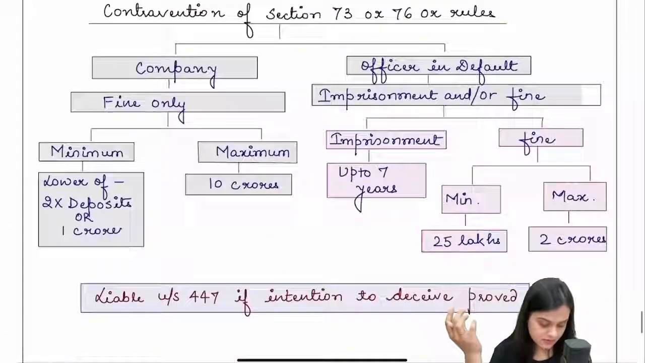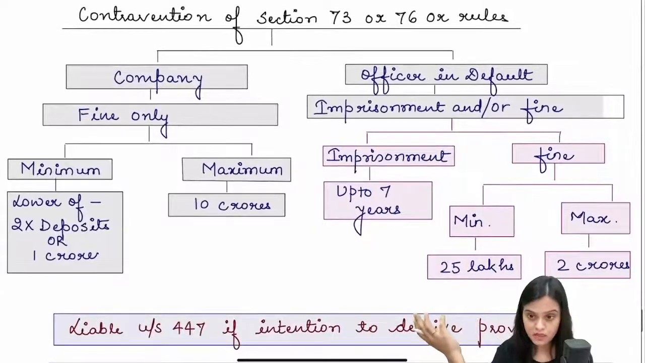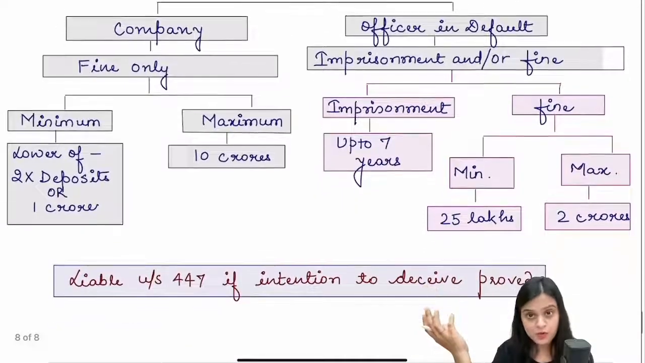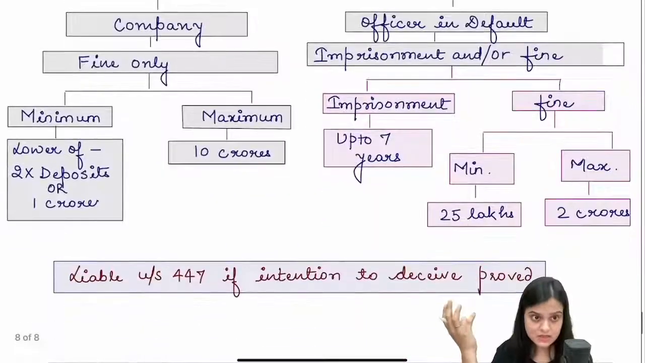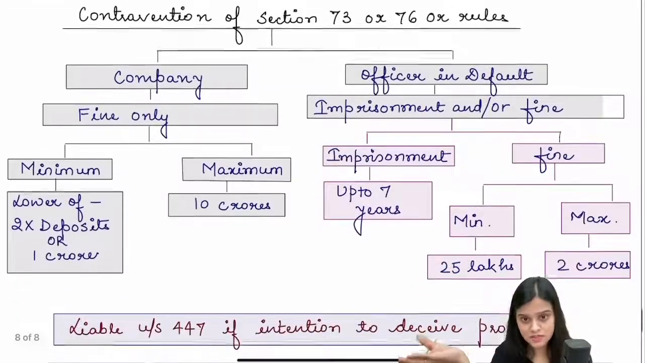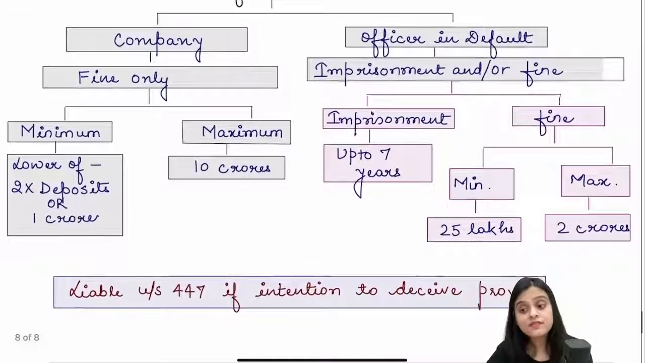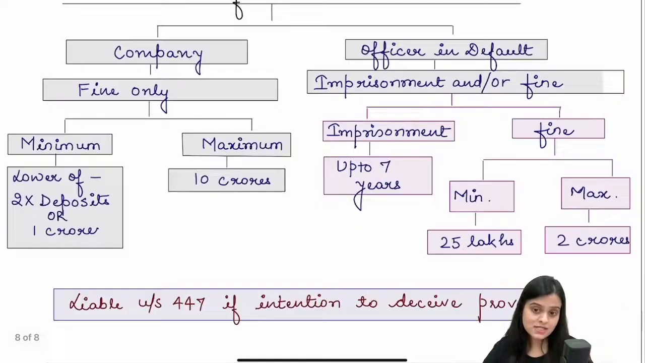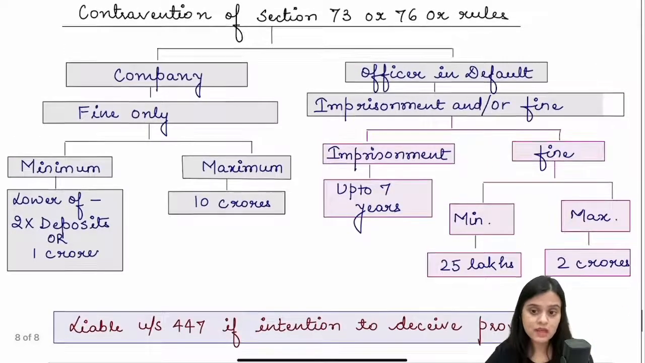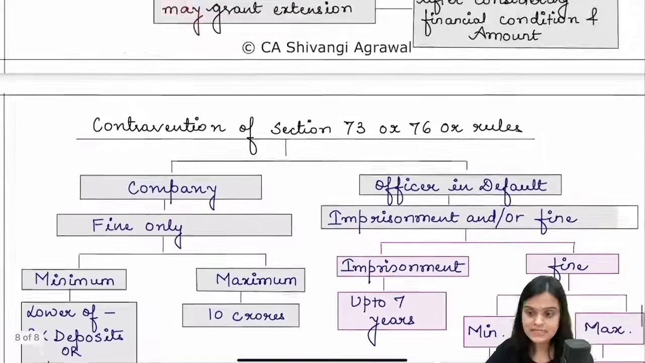Okay, so then there is contravention, that if you contravene the chapter of deposit, then you have penalty on company as well as officer in default. And if fraudulent intention is proved, then also liable under section 447, right?